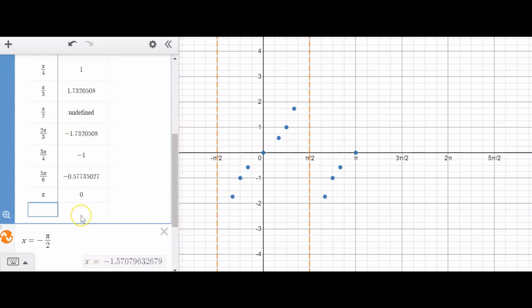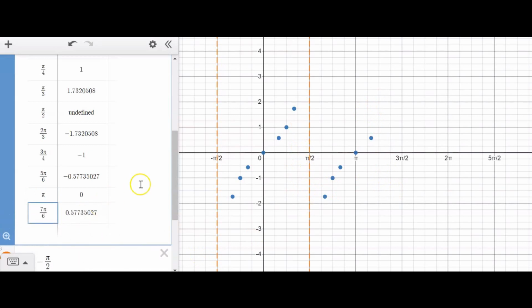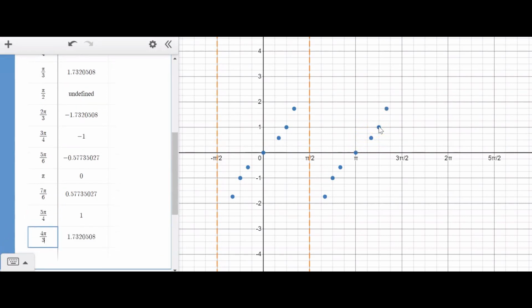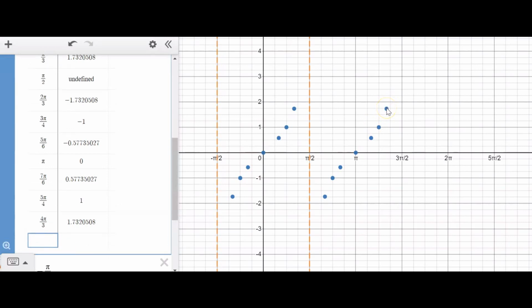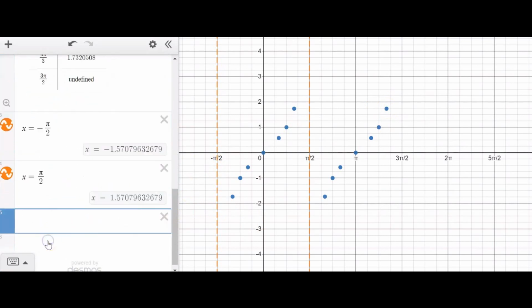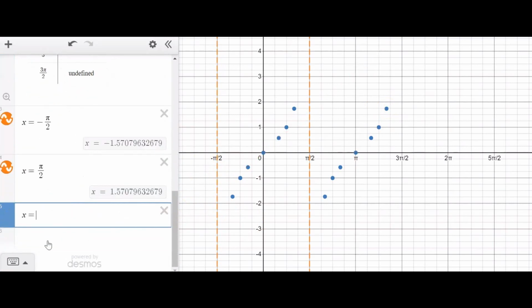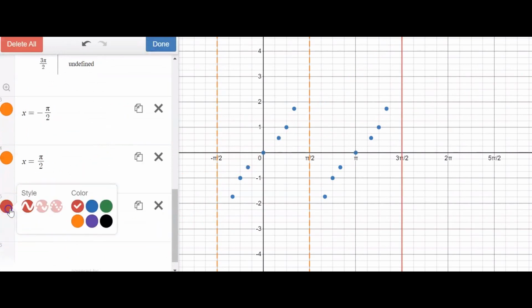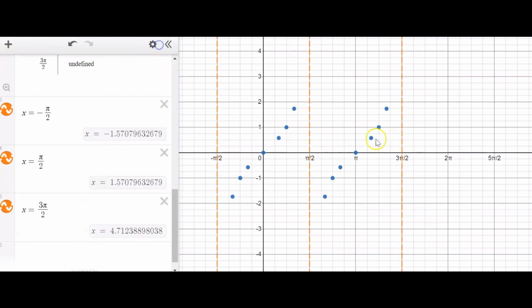All right, so let's go to 7 pi over 6. Sure enough, there's our positive square root of 3 over 3. Then our 5 pi over 4 is going to give us 1. And then our 4 pi over 3 is going to give us positive square root of 3. And then our 3 pi over 2, once again, is undefined. And therefore, we need another vertical asymptote at x equals 3 pi over 2. Again, we're going to make it orange, and we're going to make it dashed. There we go. And so you can see here 2 iterations of this pattern right here.